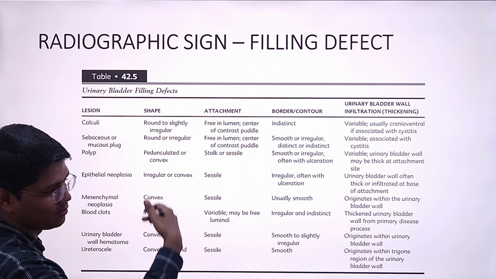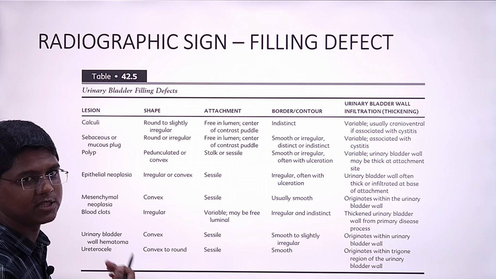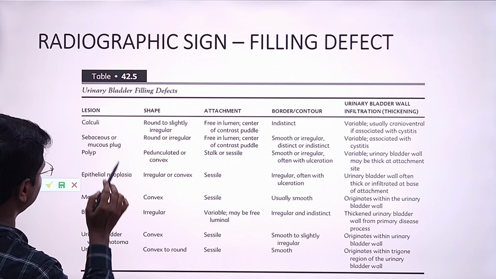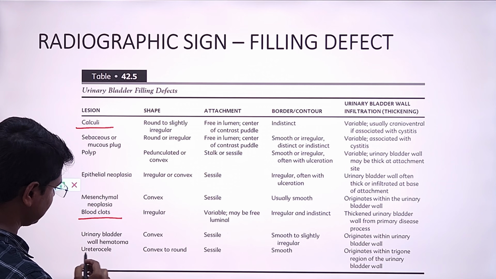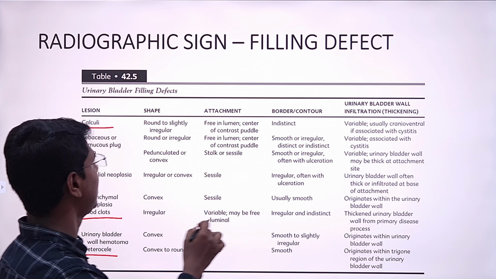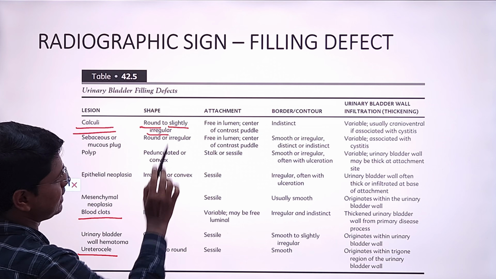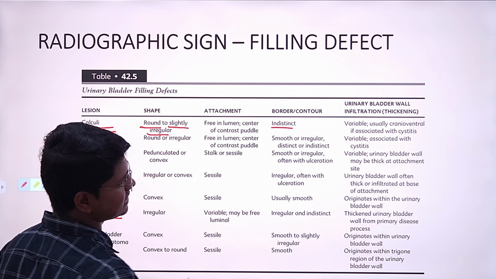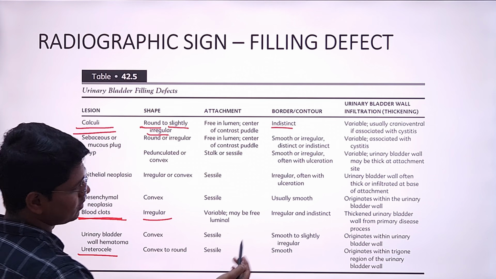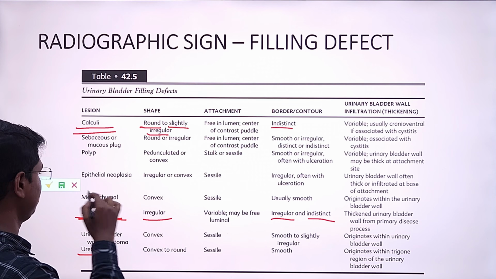Next is filling defect. I was talking also in case of ureter. I told you the filling defect, and also in case of cystography there is filling defect. The important one is calculi; usually you may find blood clots and ureter cells, but you can also find all those changes. In case of calculi the shape may be found round or slightly irregular, but the border is indistinct but regular. In case of blood clots you will find irregular shape, the border is irregular as well as indistinct. So these two are differentiating.